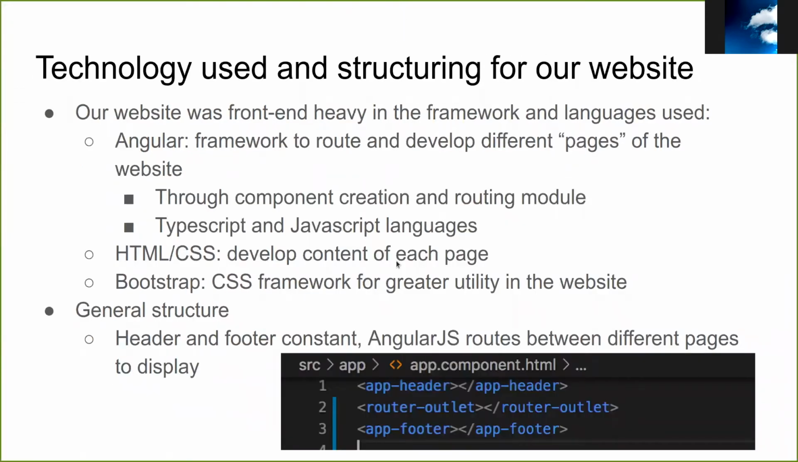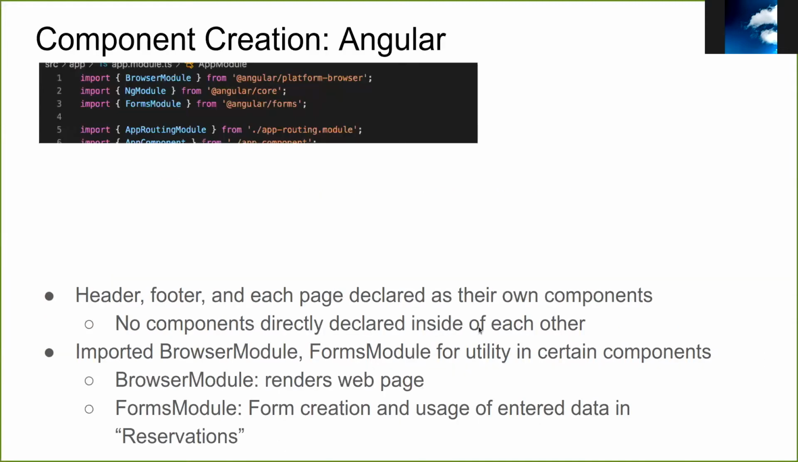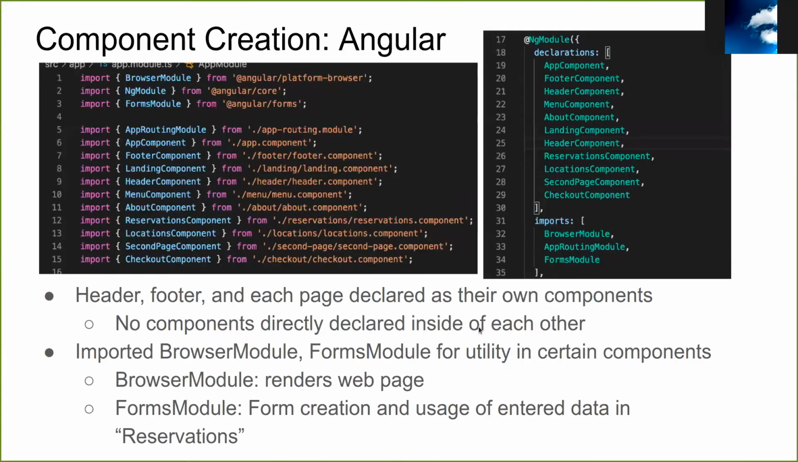To build the website, we worked with the Angular JavaScript framework. For the design elements, we used the Bootstrap style sheet. The general structure of the website is to display the nav on all pages and use router outlet to display the main content. So we created components for every part of the website: the header, the footer, and then every single web page that would show up.